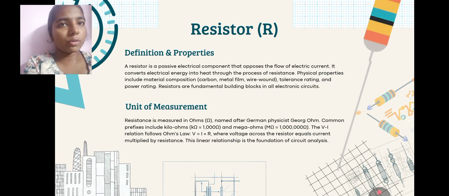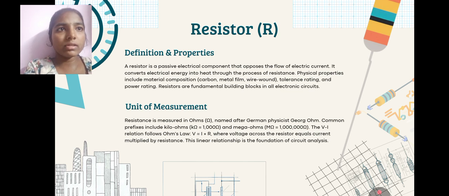Definition and its properties. A resistor is a passive electrical component that opposes the flow of electric current. It converts electrical energy into heat through the process of resistance. Physical properties include material composition, tolerance rating, and power rating. Resistors are fundamental building blocks of all electronic circuits. What is the unit of resistance? It is ohms.